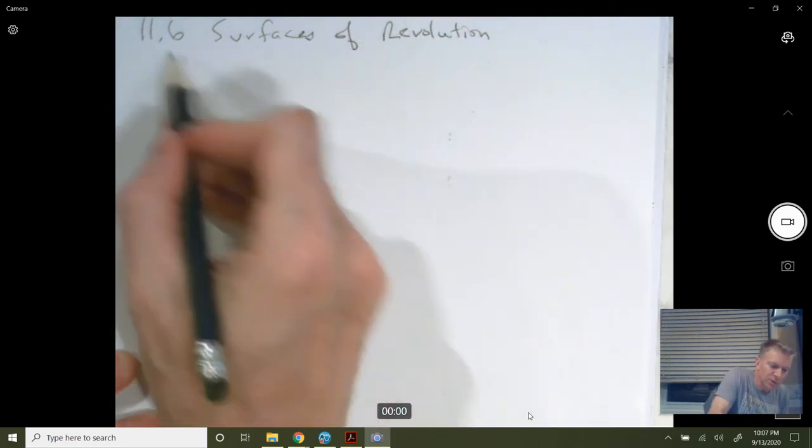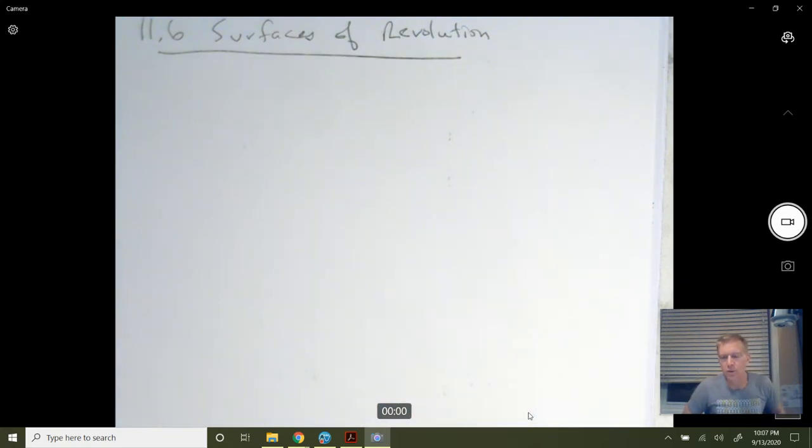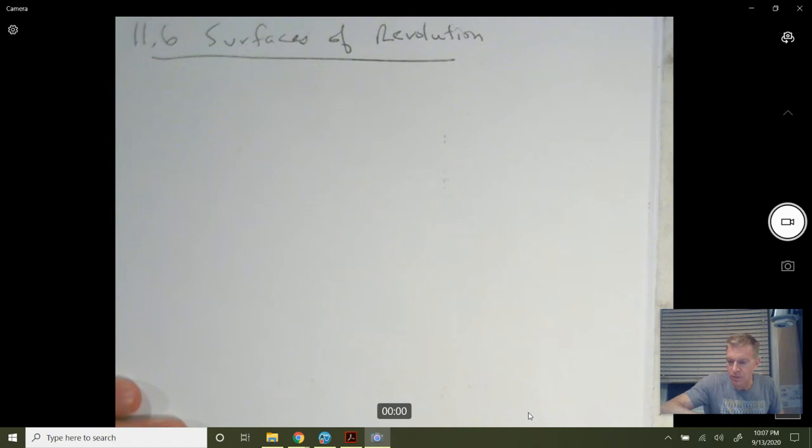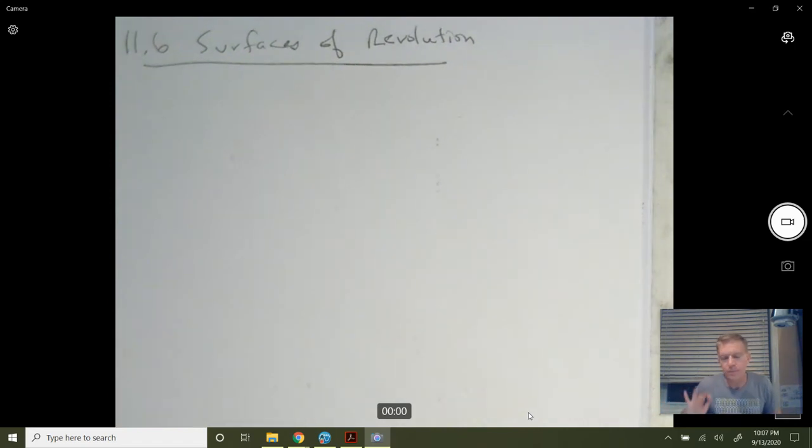Okay, not to be confused with last year in Calc BC when you did volumes of revolution. You took a curve and you were revolving around the x-axis or the y-axis, and you used cylindrical shells or you used discs or washers to find the volume of a solid. We're not doing that, but it is similar. We're taking a curve and we're revolving a curve around the axis, either the x-axis, the y-axis, or the z-axis. And then what we're doing is we're finding an equation of that surface, okay? So a quadratic equation of that surface of revolution, okay? Not necessarily always a quadratic equation, but you'll see what I mean.